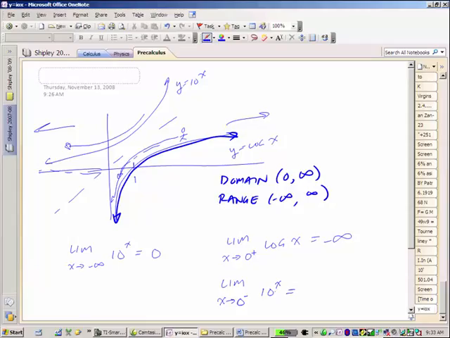What does 10 to the x get close to when x gets closer and closer to 0 from the negative side? You can either look at the graph, you can think about it by plugging numbers in, you can look at a table.